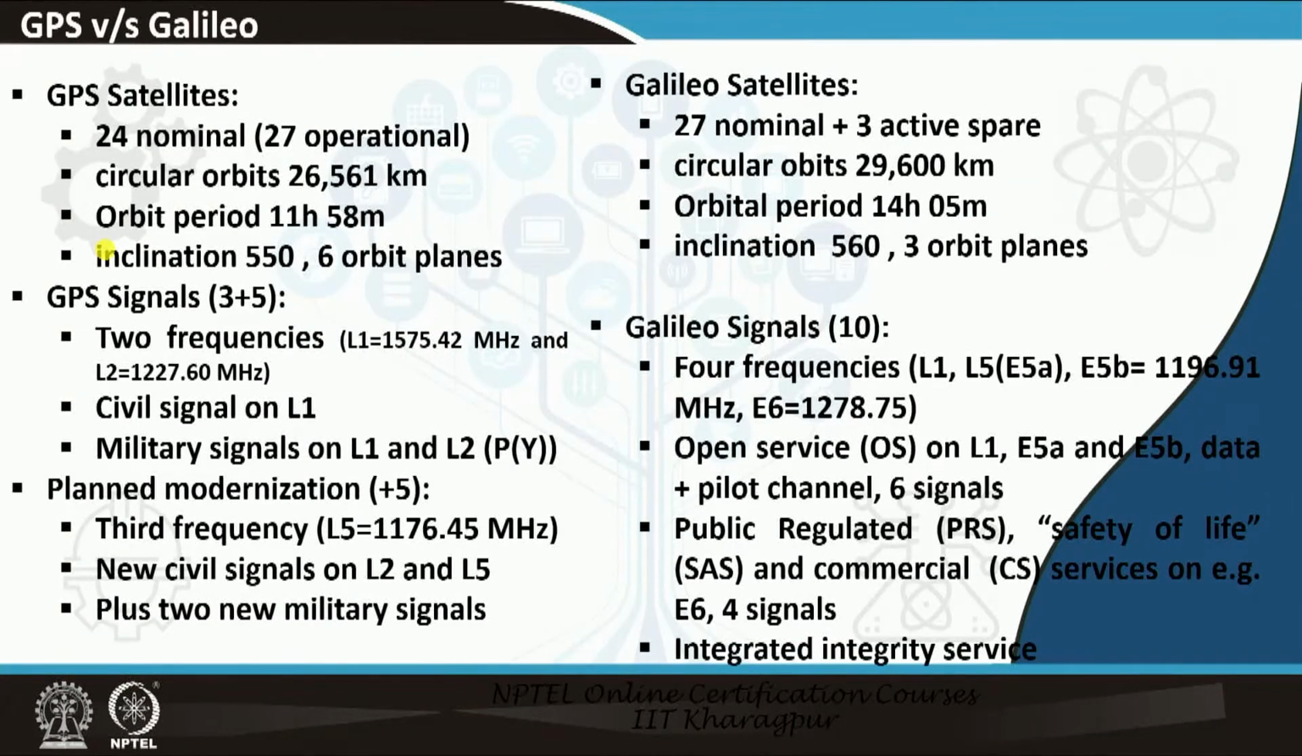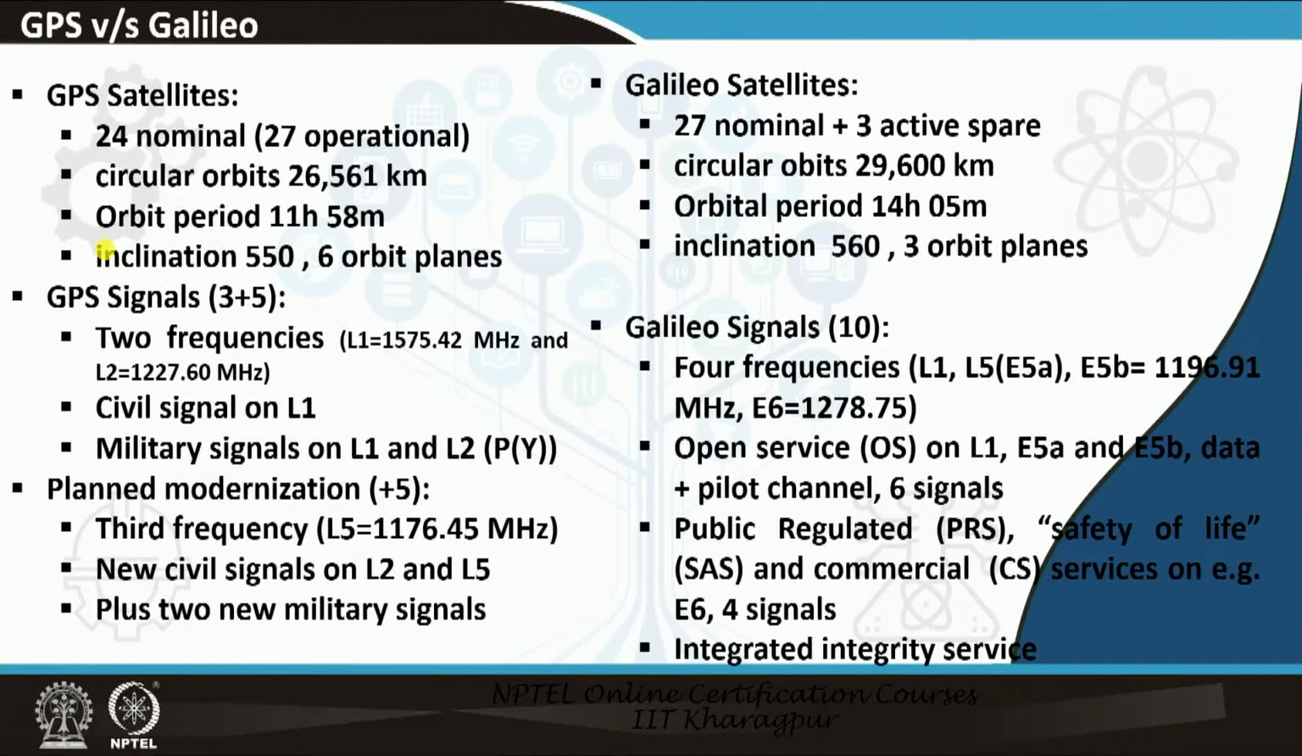When we compare both of these systems, the GPS and the Galileo system, GPS has 24 nominal satellites, though 27 are operational. We have circular orbits at 26,561 kilometers, an orbital period of 11 hours 58 minutes, and an inclination of 55 degrees with 6 orbital planes. Whereas Galileo has 27 nominal satellites, and they have 3 active spares.